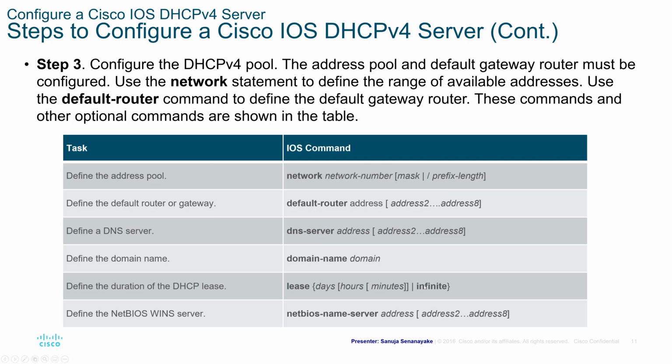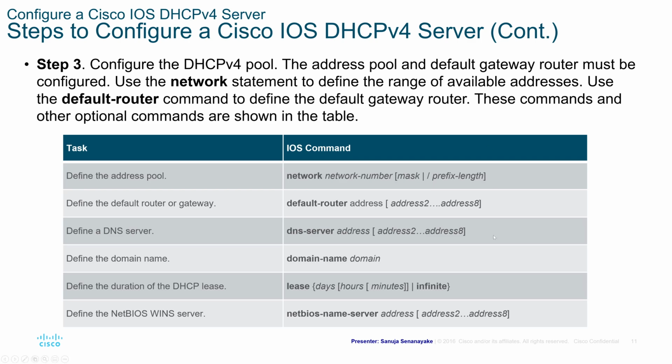One of the nice things about Cisco IOS commands is that they are very meaningful in the English language. For example, if you want to define the address pool, you use network and put the network number and the prefix mask. If you want to define the default gateway, in this case you put default-router, and then enter the IP address. It's pretty self-explanatory, basic English in most cases.